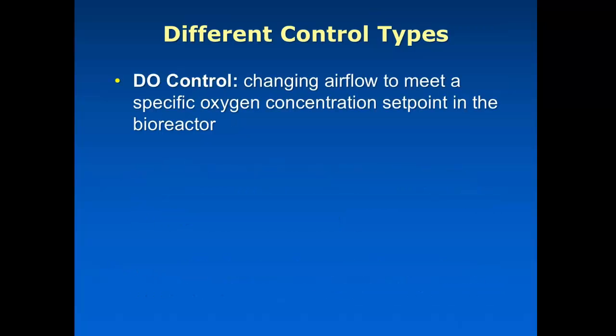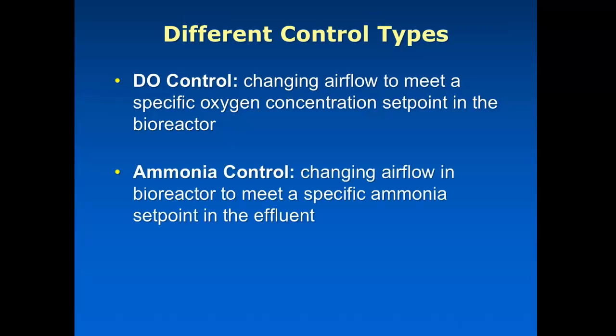So there's basically two different kinds that you can do. There's DO control, so that's changing the airflow to your activated sludge tank in order to meet the specific oxygen concentration that you set. So I want to have a DO set point at 2 milligrams per liter, and so the controller adjusts the airflow in some way or another to be able to meet the requirement, and it monitors what the DO is doing.